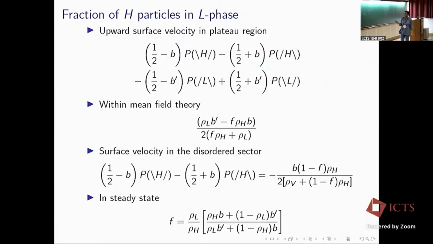We tried to estimate F here. So this is the upward surface velocity coming in the plateau region, with different hill-valley transitions governed by H and L particles. And in the plateau region, we assume that it is equally likely to have upslope and downslope bonds. So within mean field theory, this is just 1/4. Using mean field theory, this is the form of the current. Similarly, the current in the disordered sector has this form, and when we match the two in steady state, we get this expression for the fraction.